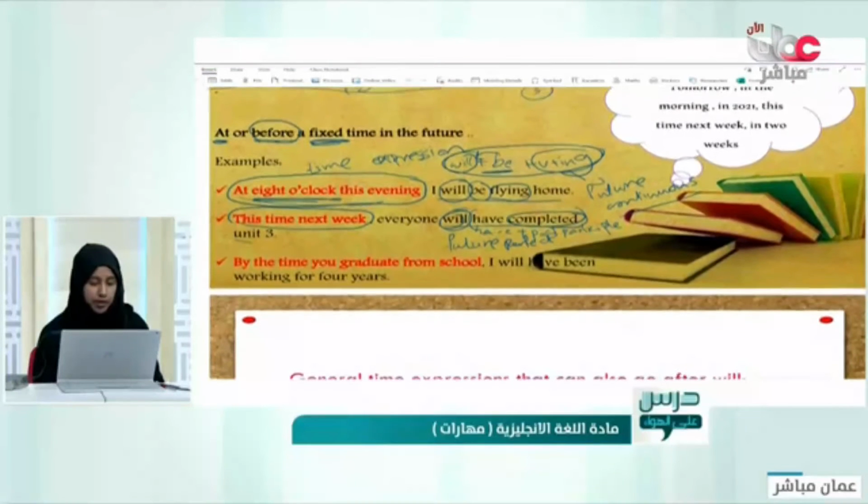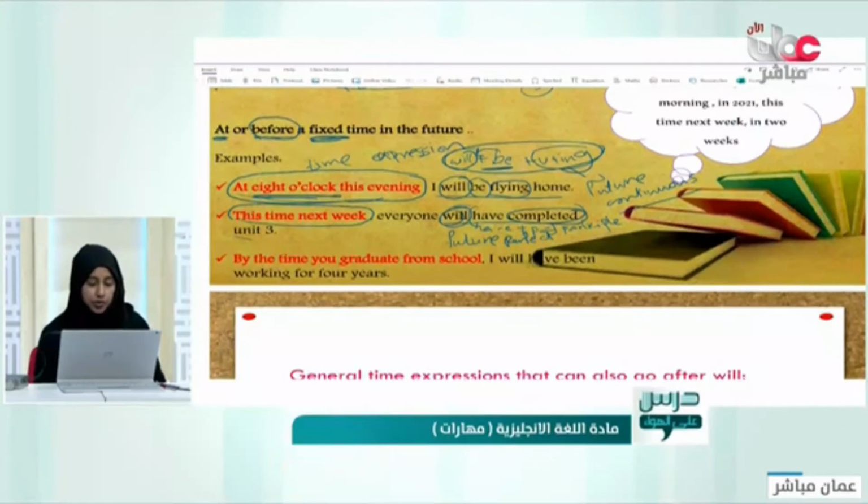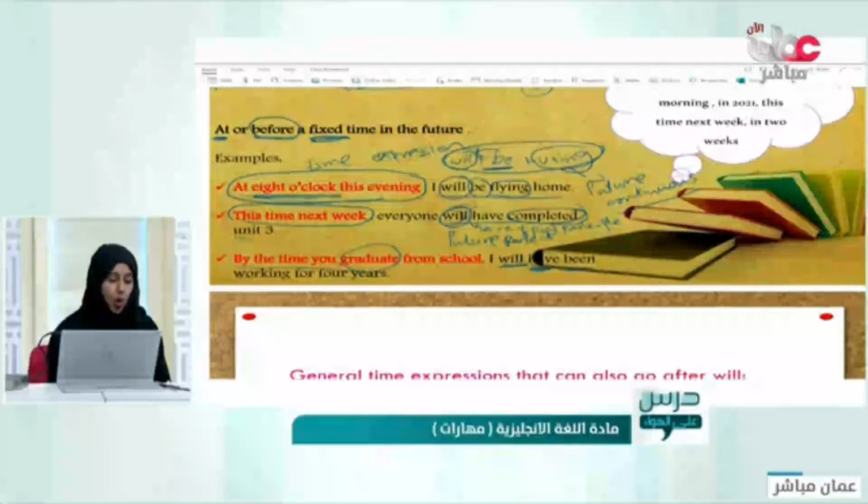Let's move to the third one here. By the time you graduate from school, you, grade 12, by the time you graduate from school, I will have been working for 4 years. So here, by the time you graduate, when you will leave school, when you will say goodbye to school, I will have been working for 4 years. Look again at the second part here. The form, we have will again. As I said, always we don't change will. Here, have again, been working.